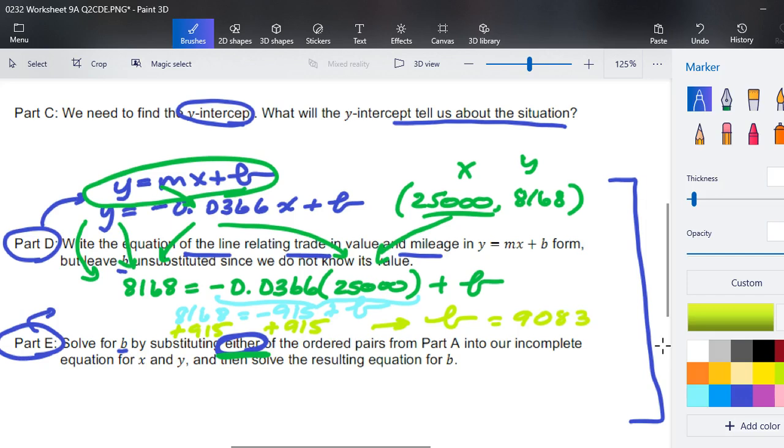So it stands to reason that our starting price for this vehicle was $9,000, and then in 25,000 miles it went down to 8,000, and in 30,000 miles it went down to just below 8,000. But back to part E, solve for B, we did.